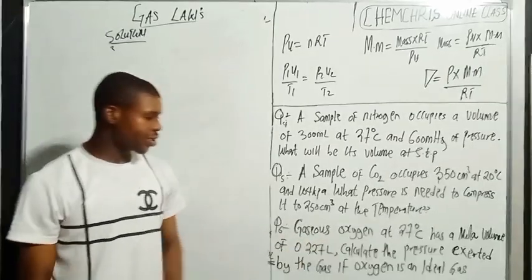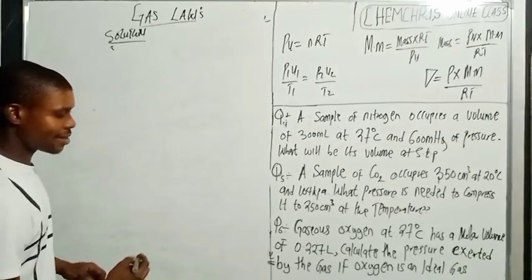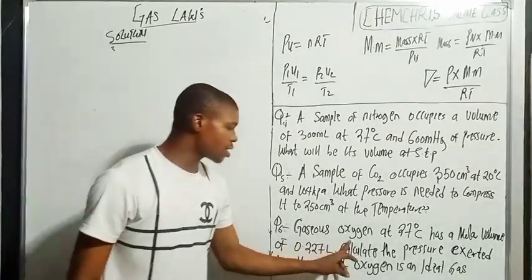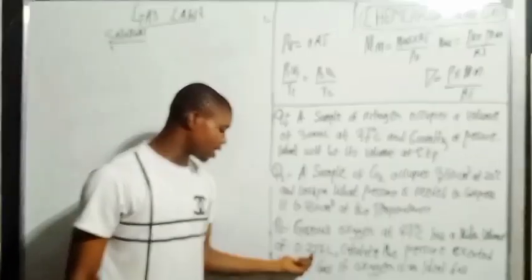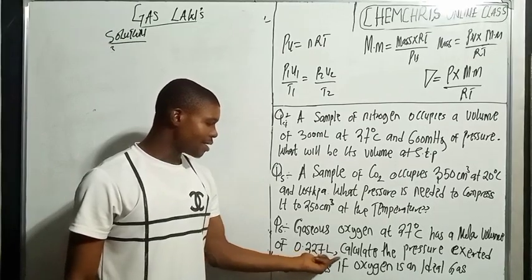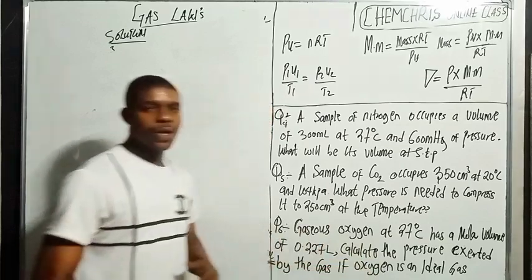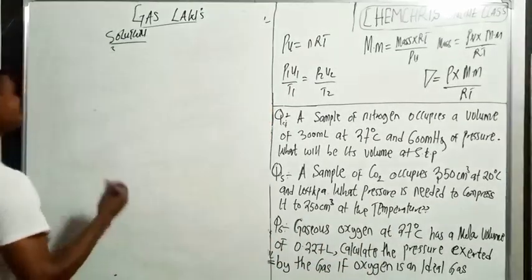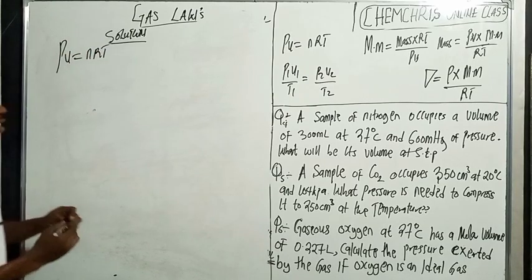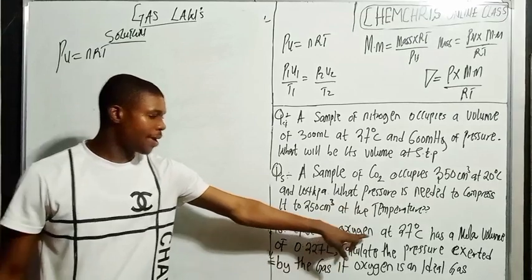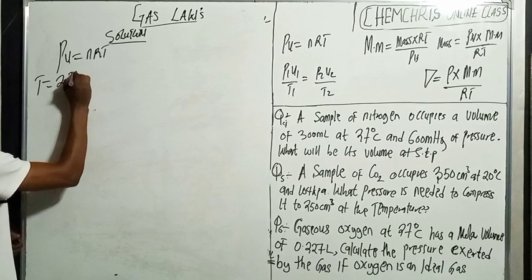A gaseous oxygen at 27 degrees centigrade has a molar volume of 0.227 liter, right? Calculate the pressure exerted by the gas if the oxygen is an ideal gas. So you're talking about the ideal gas equation. In the ideal gas equation, we use PV equals nRT, right? Let's write out all our parameters. T is 27 degrees centigrade.